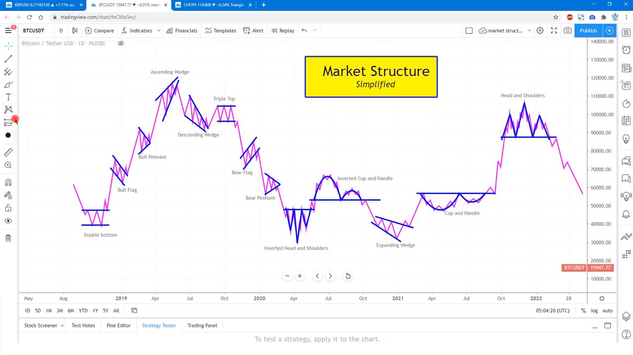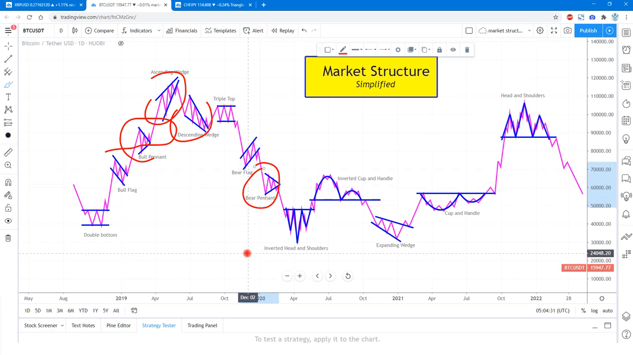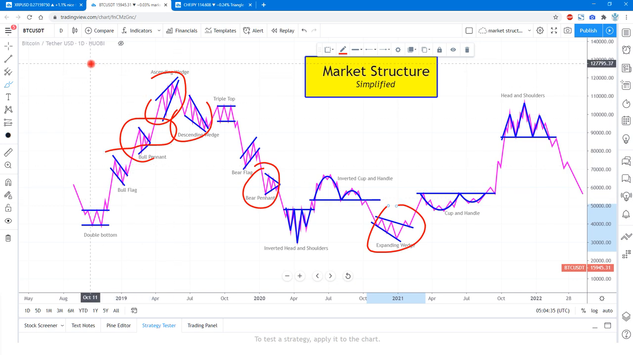But I lump bull pennants, wedges, descending wedges, bear pennants, expanding wedges into a family I call triangles. That's it. Now, triangles have ascending triangles, descending triangles, and symmetrical triangles. I don't even separate those. They are all triangle patterns.